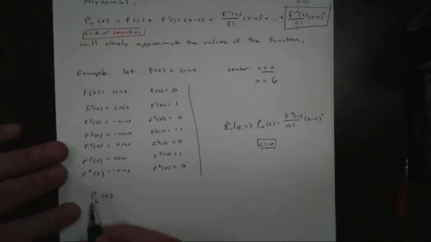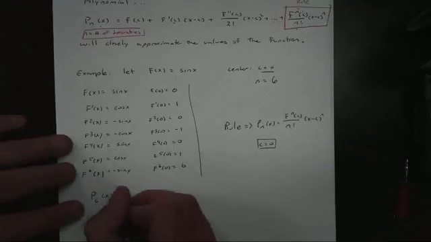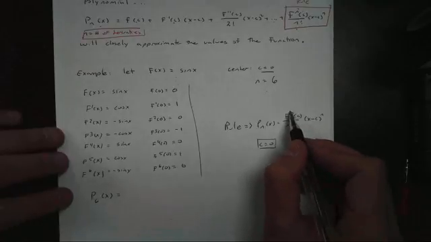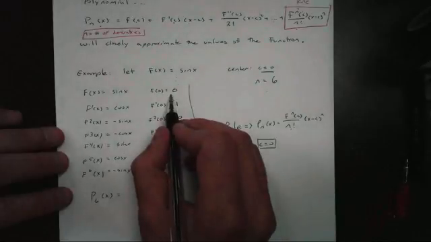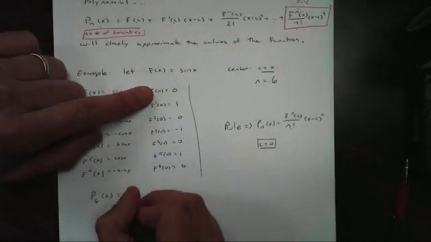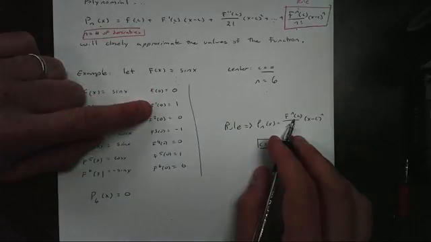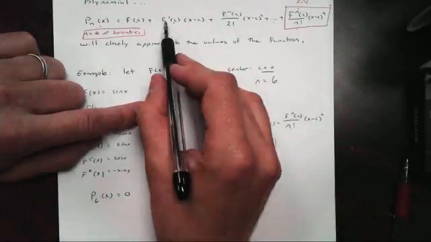P sub 6 of x, I'm looking at a 6th degree Taylor polynomial. And what my rule says to do is take the value that we just found and divide it by n factorial. Well, over here, my first value was 0, so I don't need to divide that by anything. But I keep going. My next one says I'm going to add. It's actually a series. We're going to add.